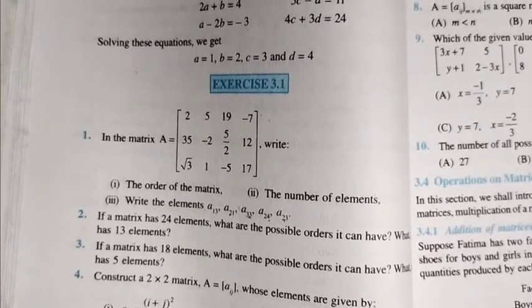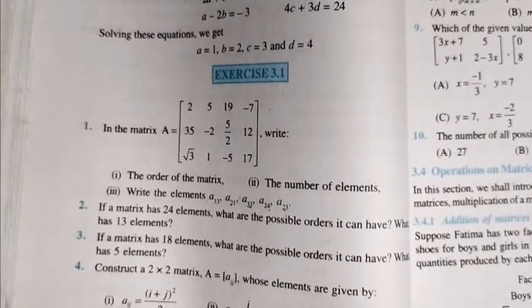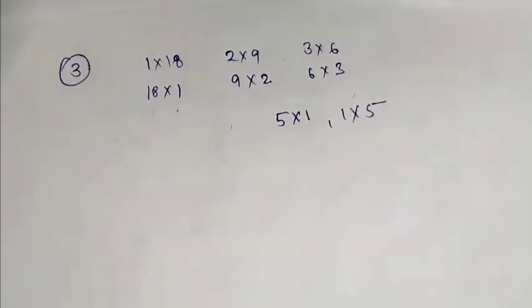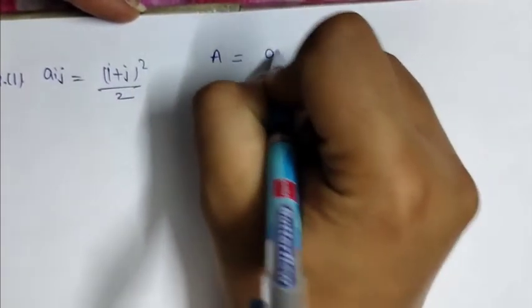ऐसी मैट्रिक्स हमें फॉर्म करनी है 2/2 ऑर्डर की, जिसमें ए आई जे यानी कि एलिमेंट्स का जो वैल्यू है वो गिवन है बाय अ फॉर्मूला दैट इज (i plus j) होल स्क्वायर बाय 2. तो फोर्थ का फर्स्ट पार्ट ही हम ले लेते. Okay, so first part of fourth question is Aij equals to (i plus j) whole square upon 2, and we have to construct a 2/2 matrix where matrix A equals Aij.